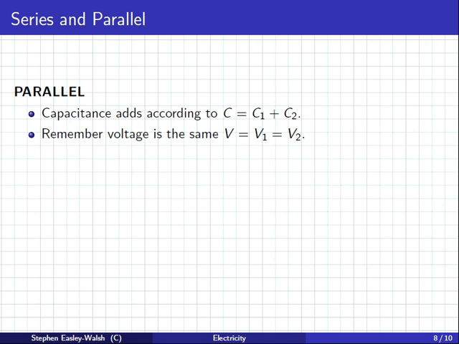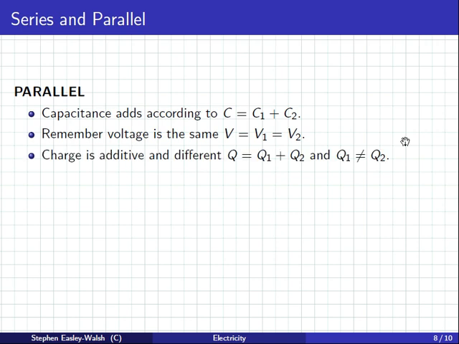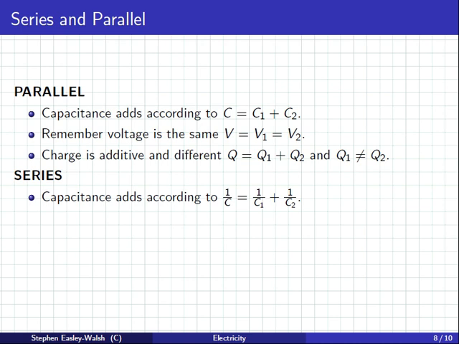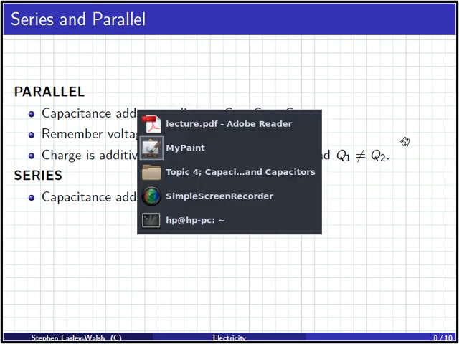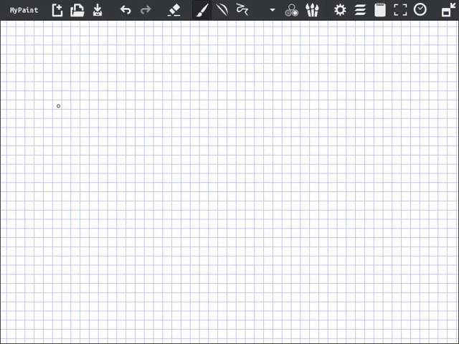Thank you, Gina. 1 over C equals 1 over C1 plus 1 over C2. Oh, before we do that, same as resistors. I just need to say something about the Q. The Q also adds. Q is equal to Q1 plus Q2. Okay. Now, series. So, Gina's correct. 1 over C equals 1 over C1 plus 1 over C2. That's if they're like this.